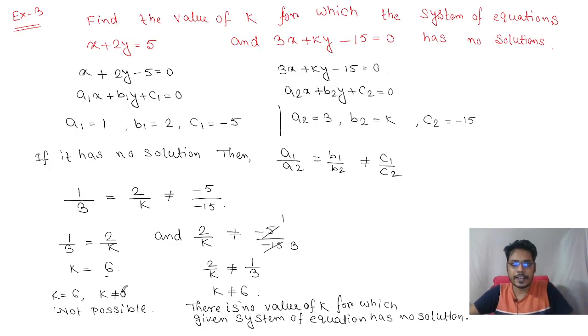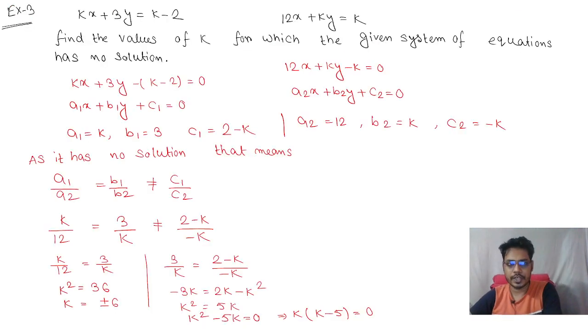Then we have to find the value of k if the system of equations is x plus 2y is 5, 3x plus ky is minus 15, and it has no solution. By putting the values, you will get that k is equal to 6 and k is not equal to 6 from the left side and from the right side. So it is not possible, because one equation says k is 6, another equation says it is not 6. That means it is not possible here.